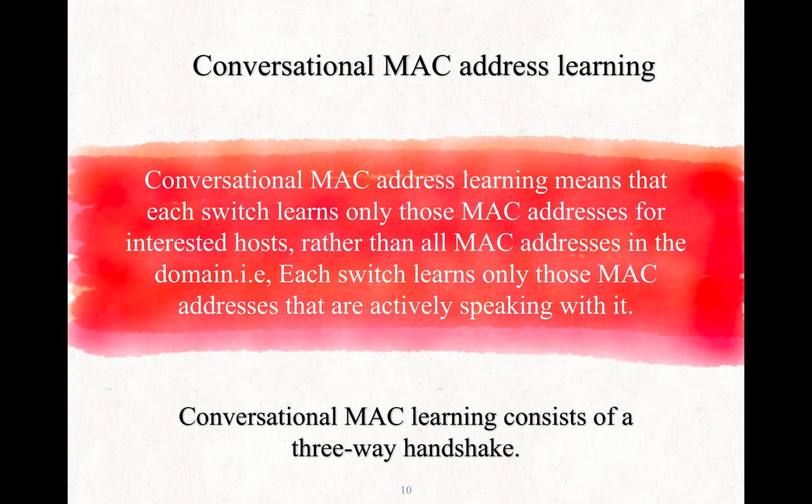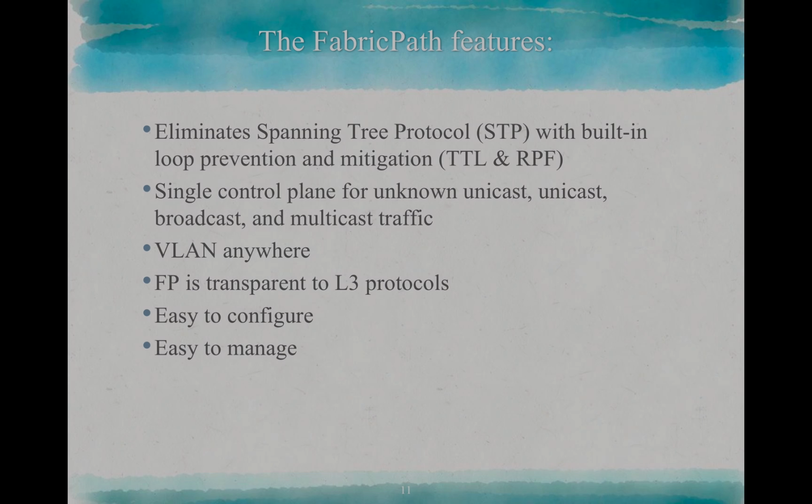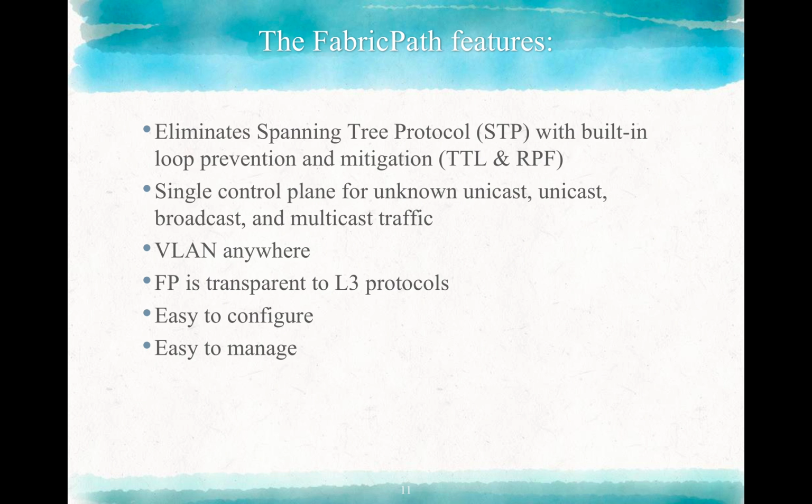So something else, conversational MAC learning consists of a three-way handshake. That is something that you'd like to know probably. The FabricPath features. Here are some of the important features of FabricPath. FabricPath eliminates spanning tree protocol, as we talked about, with built-in loop prevention and mitigation, time to live, and reverse path forwarding (RPF). Single control plane for unknown unicast, broadcast, and multicast traffic.